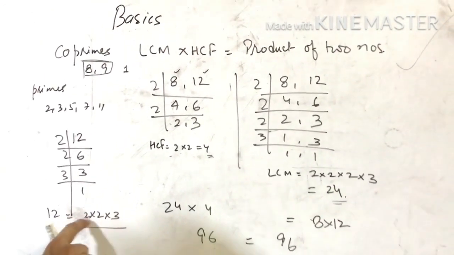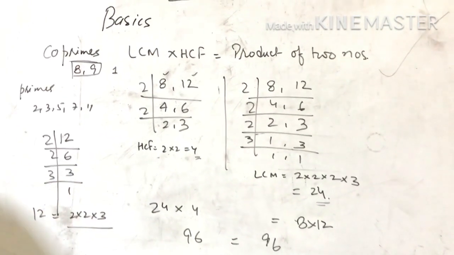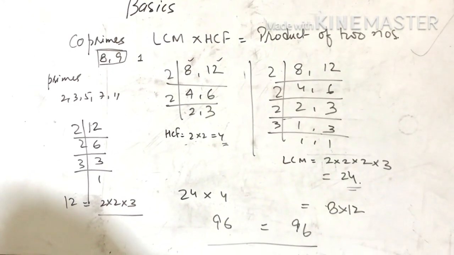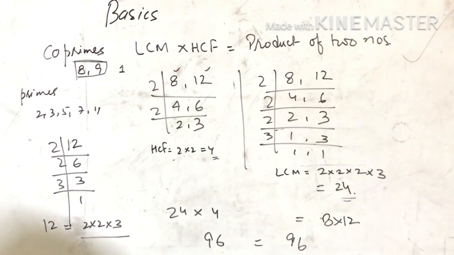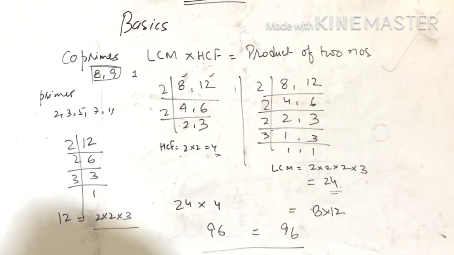This factorization is only for 12, and no other number can be represented by this factorization. So every number can be expressed as a product of primes, and this factorization is unique apart from the order in which the prime factors occur. So this is called the fundamental theorem of arithmetic.